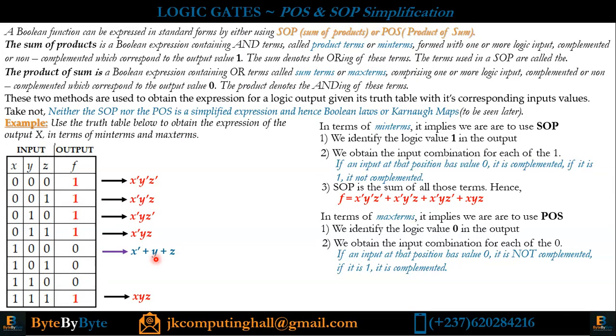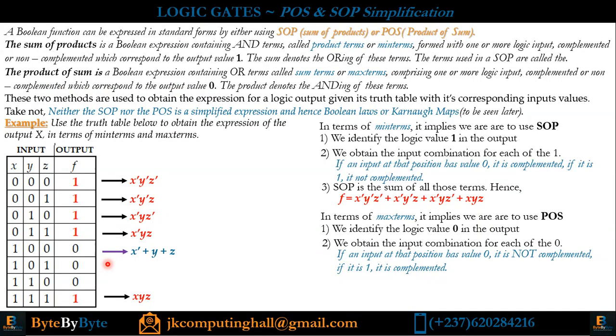But when we come now to the product of sum, we are not identifying 1, but we are identifying a 0. We are identifying the 0. And if an input is at position 0, it is not complemented. If it is at 1, it is complemented. And we see that only x here is at position number 1. So that's why only x is complemented. And here we are adding so that x is 1. So x bar is 0 plus 0 plus 0. Because in the POS we said complement which corresponds to the output value 0.